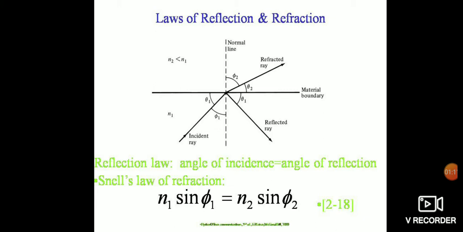Now, if you see the diagram, some of the wave is refracted with the angle phi 2 with the normal line and theta 2 with the material's boundary. In the same way, some fraction of the light is reflected, making angle theta 1. So the reflection law says the angle of incidence is equal to the angle of reflection, and by Snell's law of refraction, n1 sin phi 1 is equal to n2 sin phi 2.